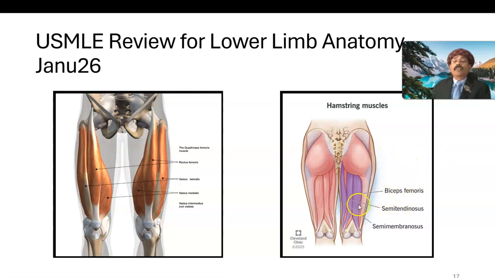The long head of biceps, the semitendinosus, the semimembranosus. This is the long head of biceps here. Long head of biceps goes laterally. This is the semimembranosus, semitendinosus, and partly adductor magnus. These are the hamstring muscles innervated by the tibial part of the sciatic nerve.